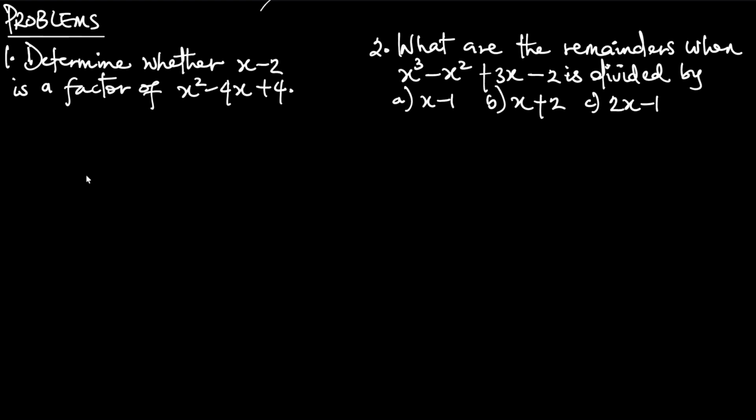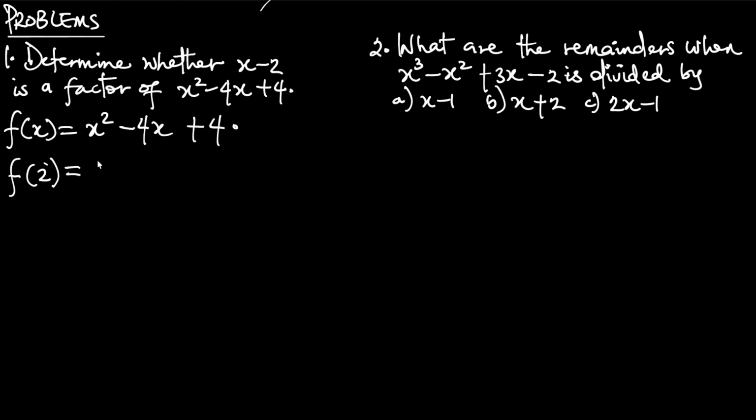Now let's take some questions. The first one says we should determine whether x minus 2 is a factor of x squared minus 4x plus 4. So we know that from here, our f of x is x squared minus 4x plus 4. And now we want to know if there is a remainder. So, of course, we're going to take f of 2. Remember, it is x minus 2. Set x minus 2 to be 0. You have x equals 2. And then you set that as f of 2.